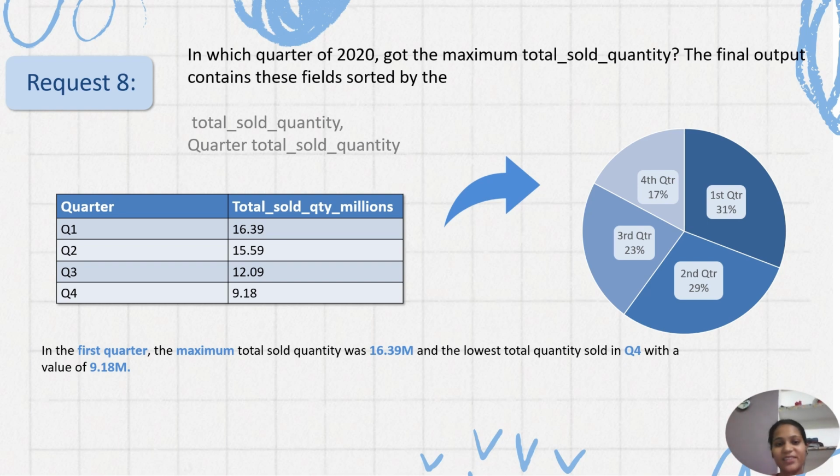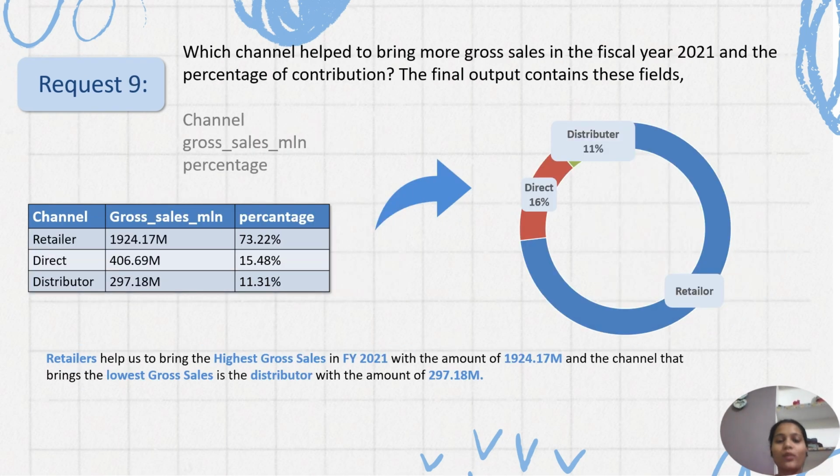Okay, now let's move to the next request. Which channel helped to bring more gross sales in the fiscal year 2021? The final output contains the percentage of contribution. Basically, we have three channels, which are like our customers, the ones we sell our products to: retailer, direct, and distributors. So these are the channels. Now let's understand the percentage of contribution.